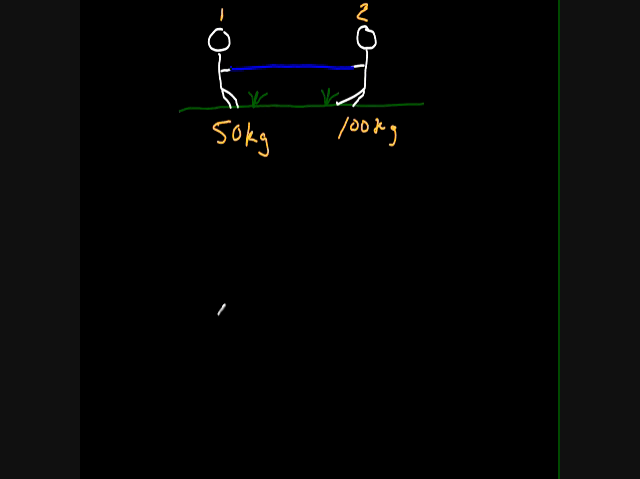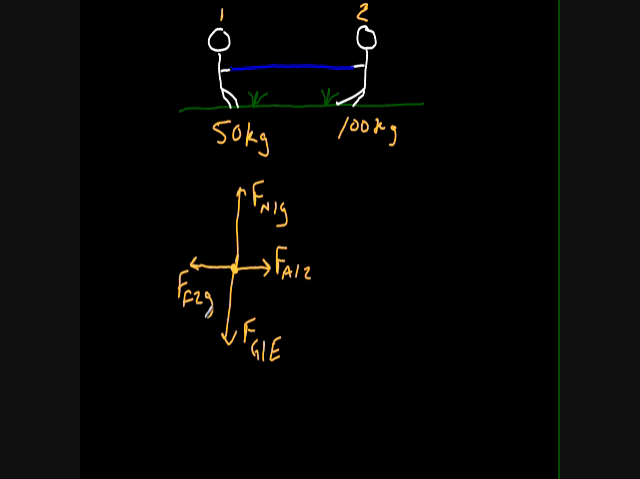So what we have here is I have this one that's going to have Fg on 1 by the earth. Then I'm going to have that same Fn on 1 by the ground. And then this person is actually being pulled in that direction. Force applied on 1 by 2. And then in this direction, I have the force of friction on 2 by the ground.